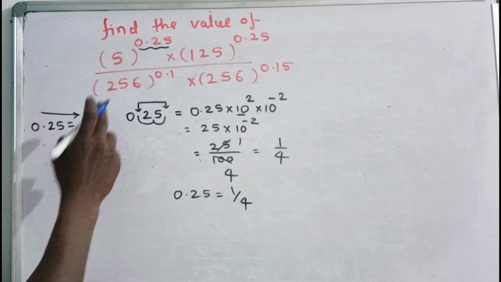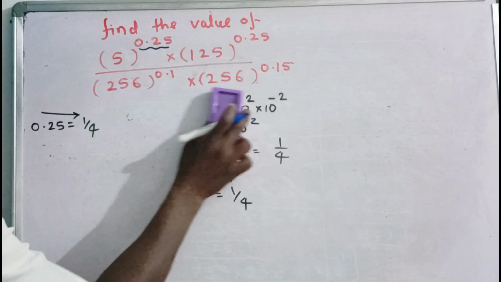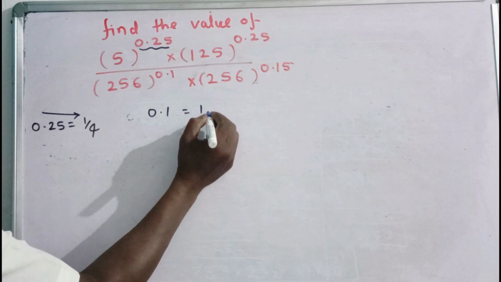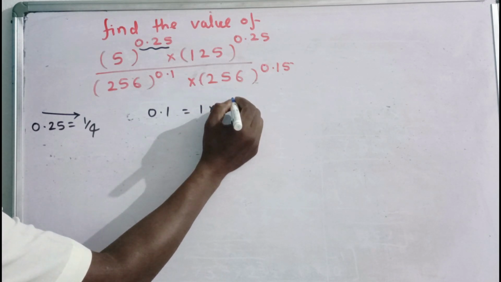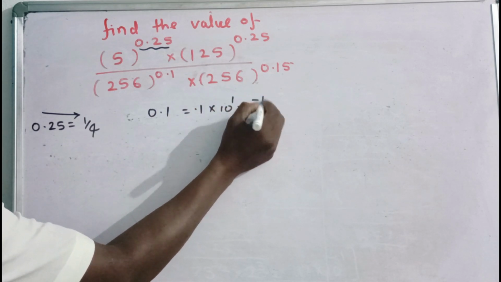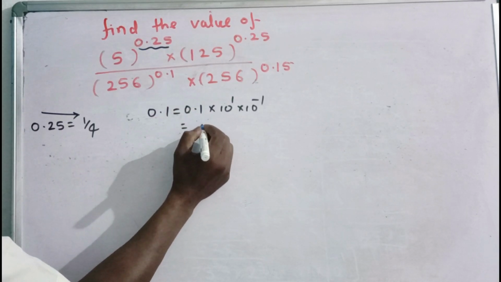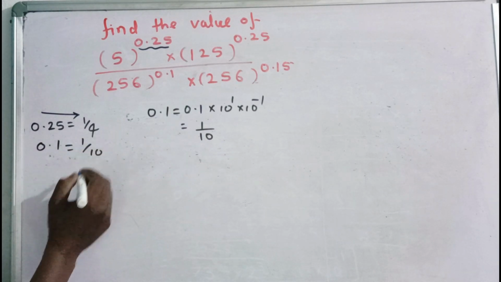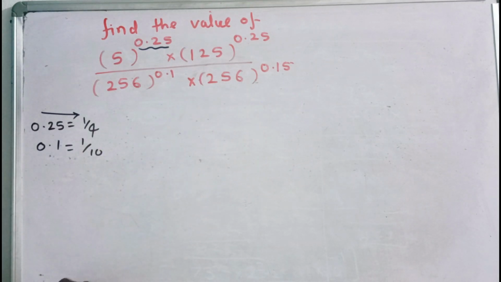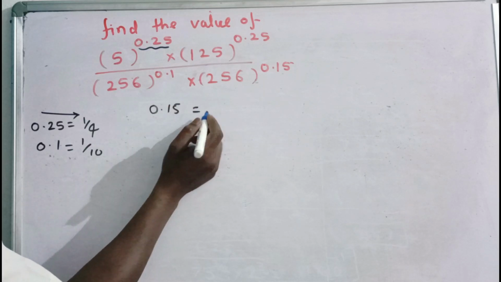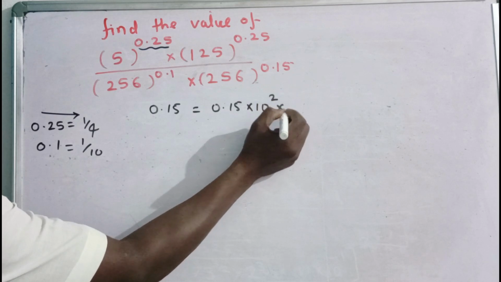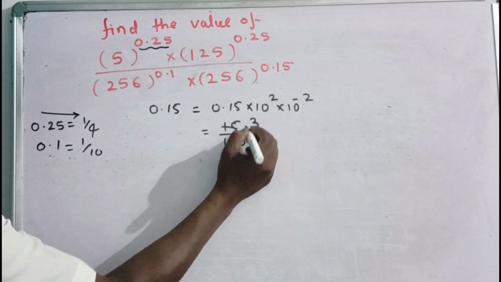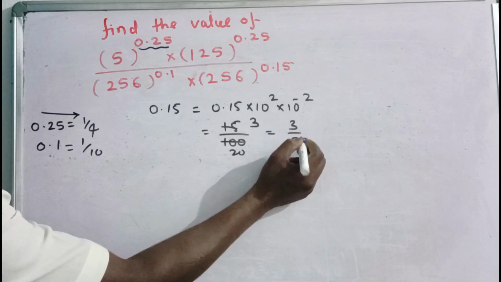In the same manner we have to convert all. 0.25 became 1/4. Now 0.1, only one digit to shift, 1 into 10 to the power minus 1, divided by 10, so 0.1 is 1/10. Now 0.15, after 2 digits, 0.15 into 10 to the power 2 into 10 to the power minus 2, same. 15 divided by 100, 5 is a factor of 15, so 3 by 20.